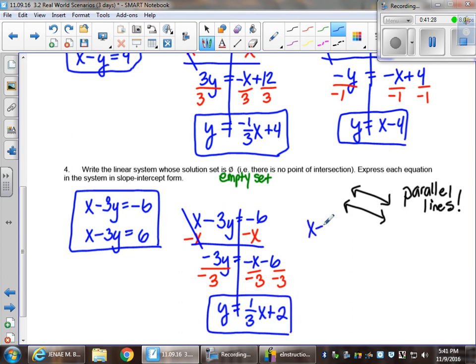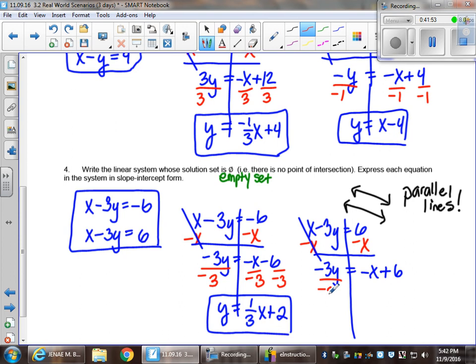Second one, x minus 3y equals positive 6, line down equal sign. Again, pause, you do it, and then I'll do it, and we'll compare. Subtracting x from both sides, we get negative 3y equals negative x plus 6. Divide everything by negative 3. Again, negative divided by negative is positive, so positive 1/3 x. Positive 6 divided by negative 3 is a negative 2.